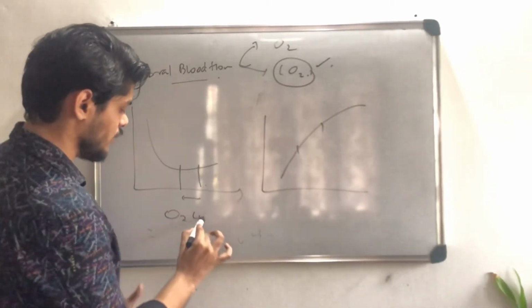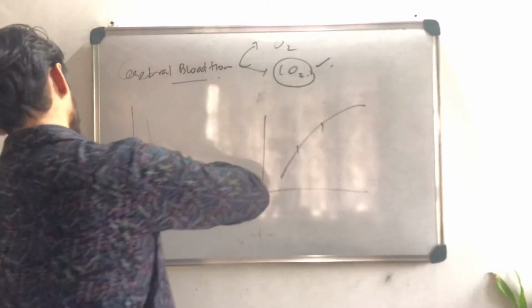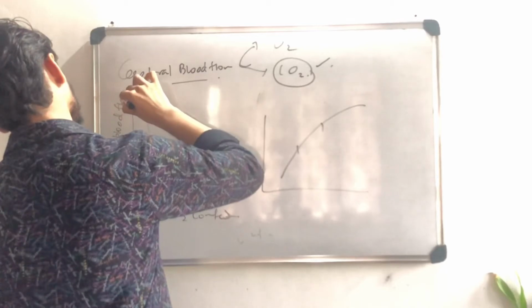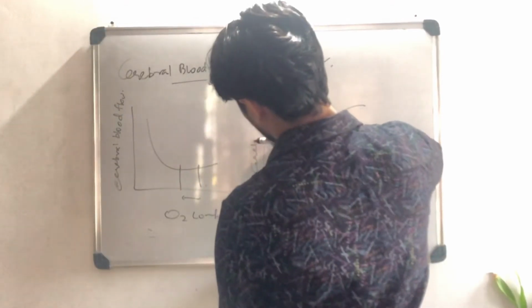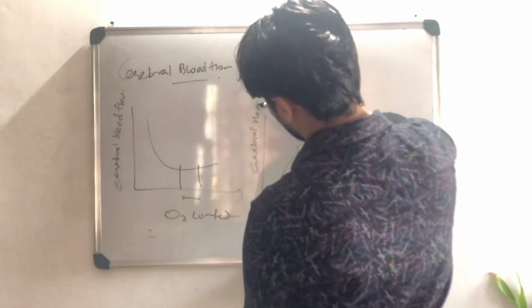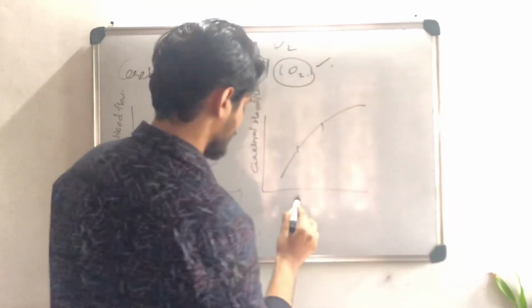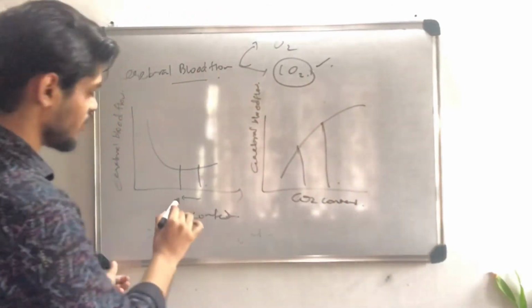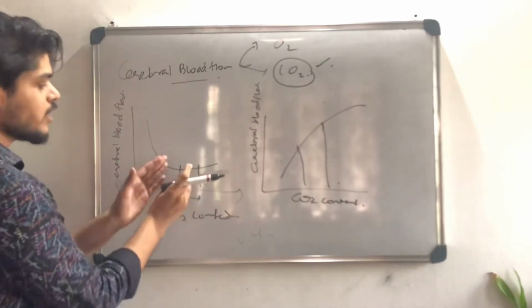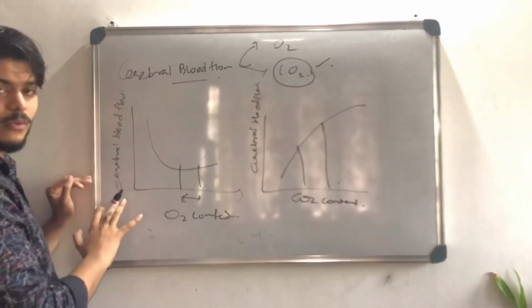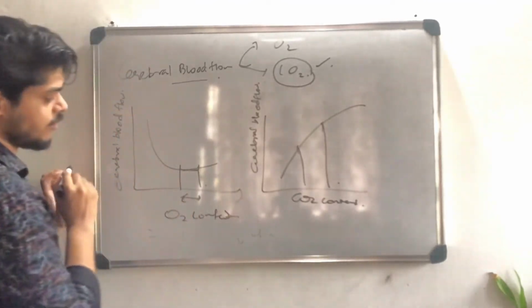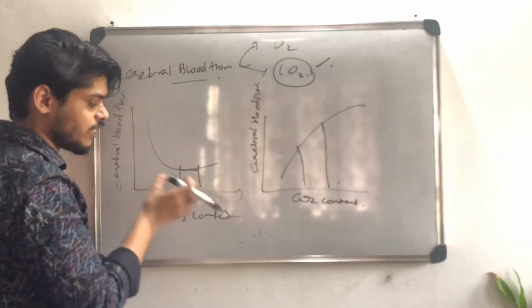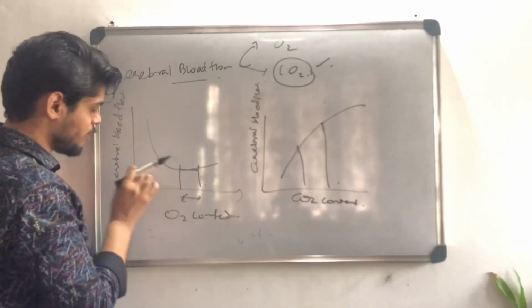This is oxygen content, and this is the cerebral blood flow. In the same way, this is cerebral blood flow, and this is carbon dioxide. See, in the normal range of oxygen, there is not much difference in the cerebral blood flow. It's a straight line here. So even if we increase oxygen content inside the normal range, the blood flow will still be the same.